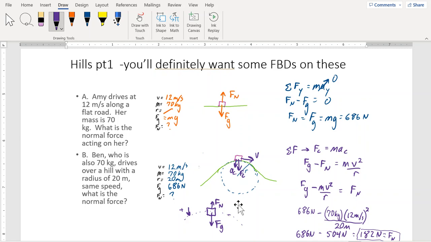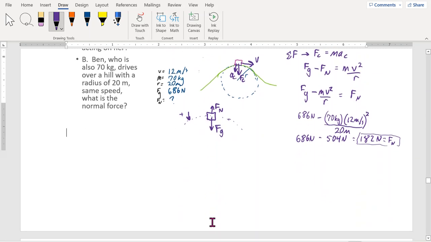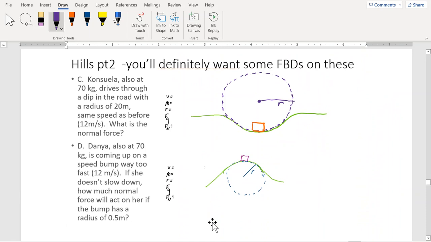And if you recall from when we talked about elevators, as we are accelerating downwards, and as you can see, this is accelerating toward the center, if we're accelerating downwards in the elevator, that's where we feel lighter. Okay, let's move on to more of these hills, part 2, and we'll want to continue with these free body diagrams.